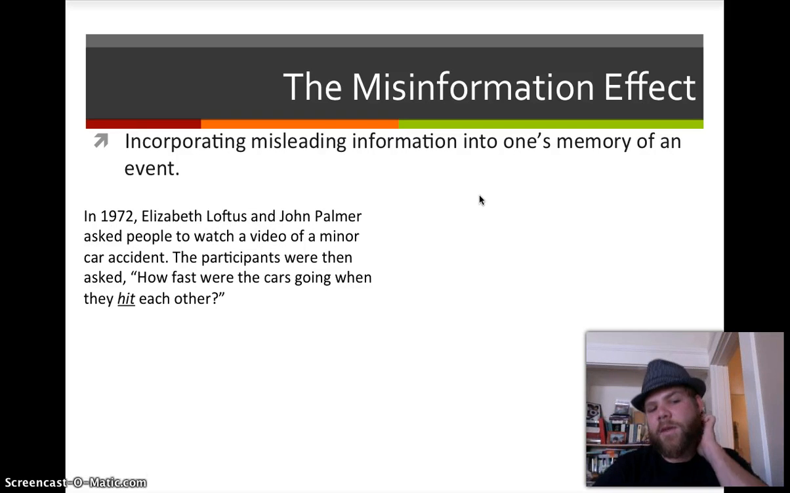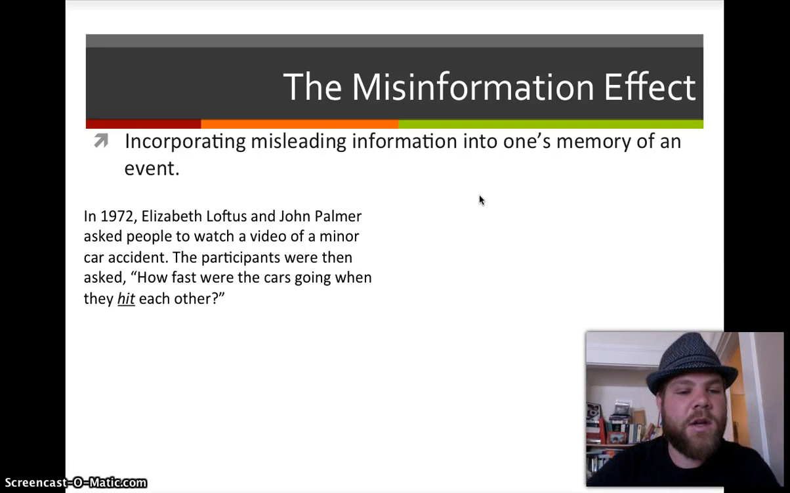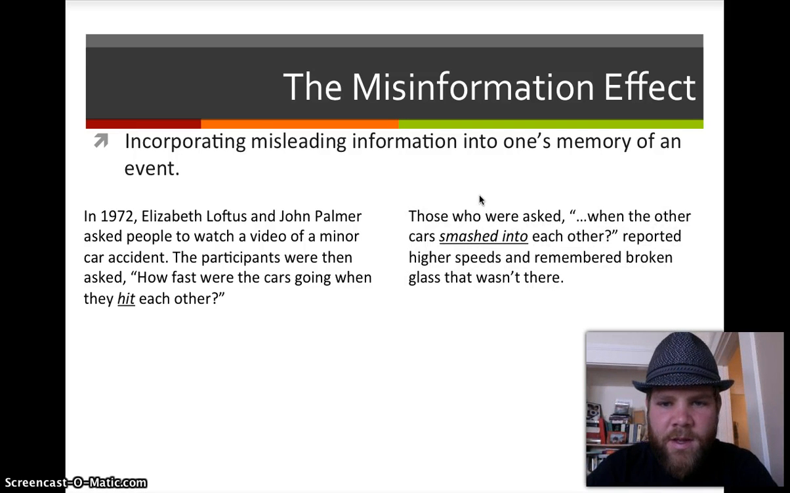So we know about this because in 1972, Elizabeth Loftus and John Palmer did an experiment where they asked people to watch a video of a minor car accident. So afterwards, the participants were then asked, how fast were the cars going when they hit each other? Keyword hit. Another group were asked, how fast were the cars going when they smashed into each other? So this group, the one who were asked how fast were they going when they smashed into each other, reported higher speeds and remembered broken glass that wasn't there.